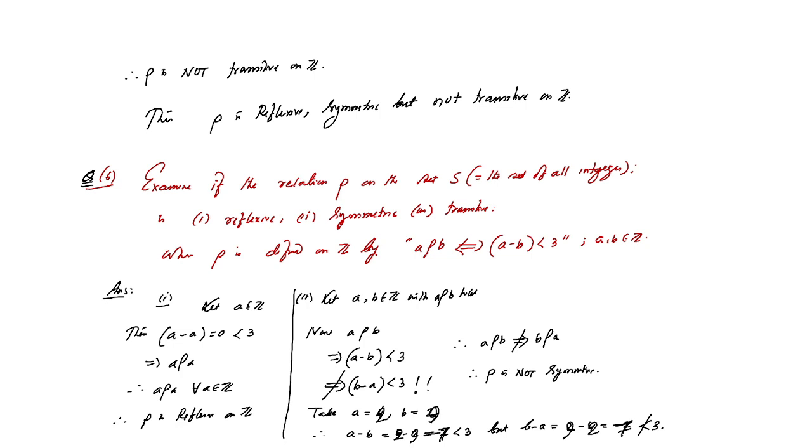Now we'll come to the transitivity. Is it transitive? Maybe this distance is less than 3, and this distance is less than 3. Just to think about it, say this is your 8, this is your 6 and this is your 4. So this distance is 2, this distance is 2. But this distance is 4 and this is not less than 3.